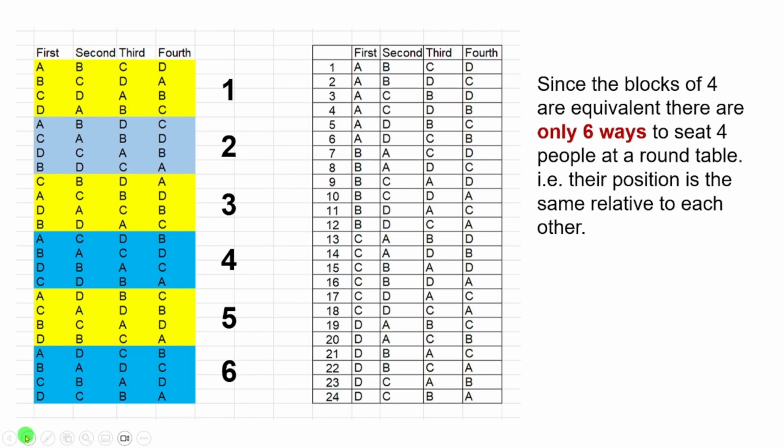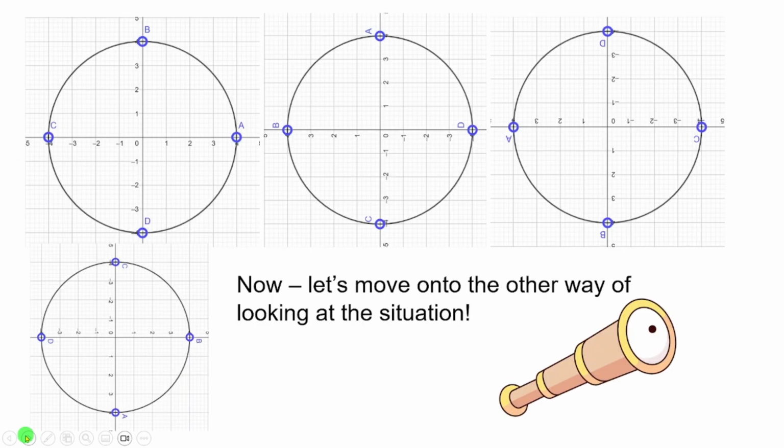Since the blocks of 4 are equivalent, there are only 6 ways to seat the 4 people. That knocks it down quite a bit. Now, let's move on to the other way of looking at the situation.